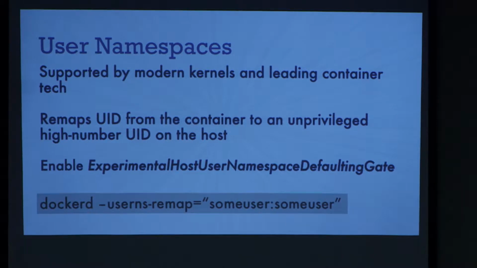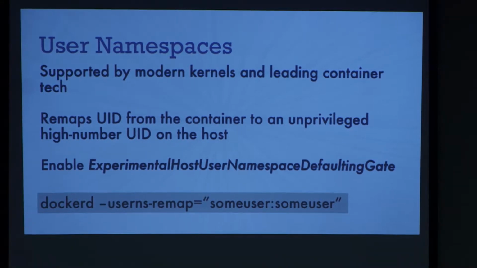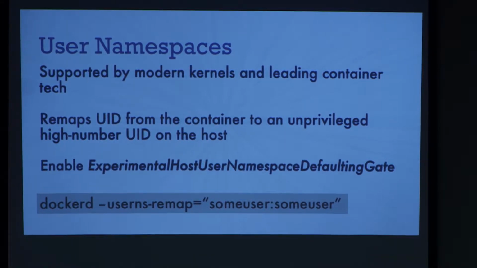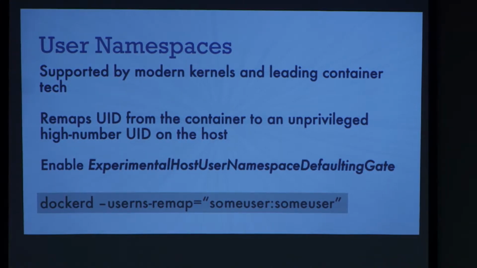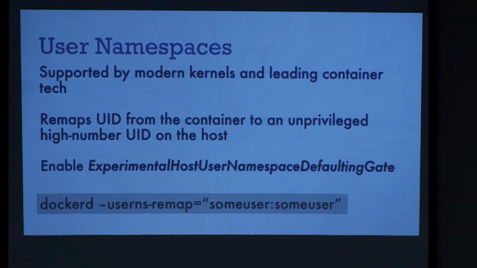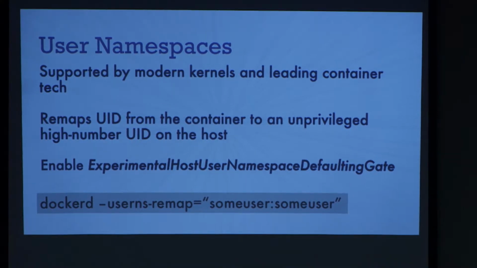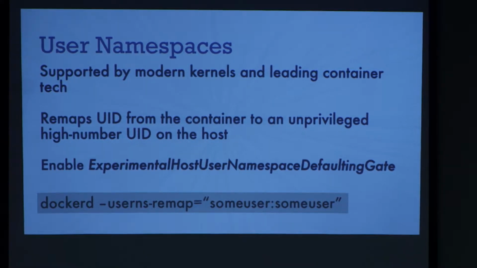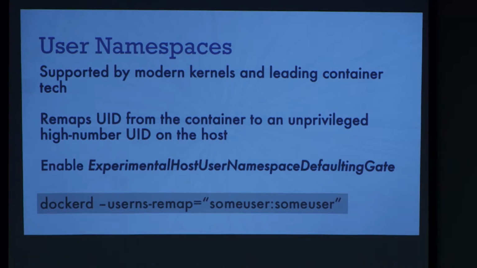Something we could do is work with user namespaces in Linux. This is something that modern kernels support, and Docker supported it for a little bit, but you haven't had upstream support in the orchestration platforms for a bit. So basically, if we enable the feature gate in Kubernetes, the experimental host user namespace defaulting gate, that essentially allows us to do user space remapping of things.